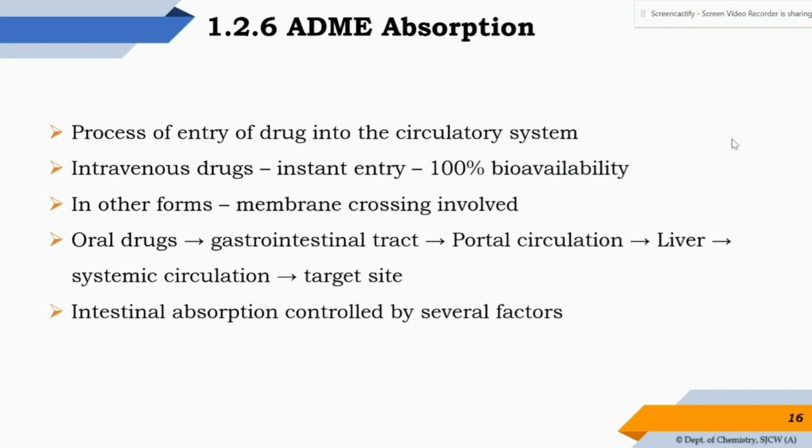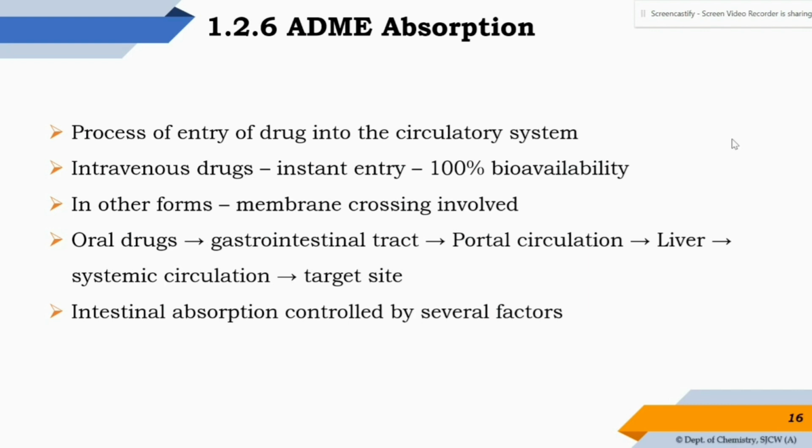In other forms of drug administration, like you can take a drug through the mouth, or you can have an injection to the muscle, or you can put it as an ointment, there are other forms of drug administration. In these forms, absorption always involves membrane crossing. The popular route is through the mouth. So when you swallow a drug, it will go to the gastrointestinal tract. From the gastrointestinal tract, it goes to the portal circulation.